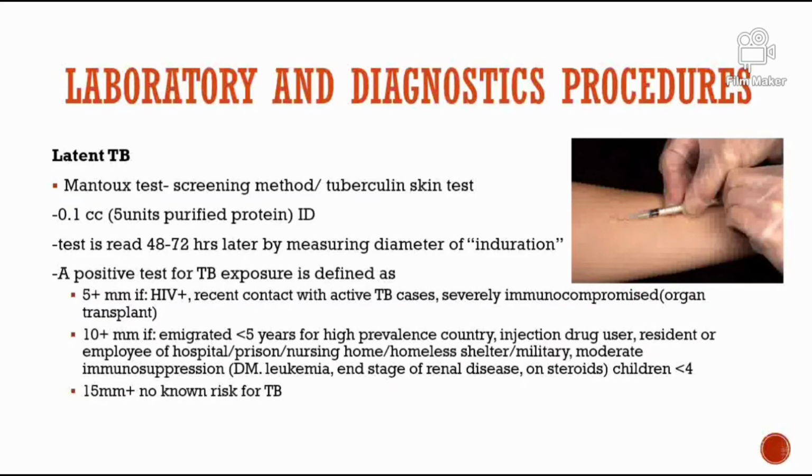Then 10 millimeters is positive if immigrated less than 5 years ago from a high prevalence country, injection drug user, resident or employee of a hospital, prison, nursing home, homeless shelter, or military, moderate immunosuppression such as diabetes mellitus, leukemia, end-stage renal disease, and steroids, and also children below 4 years old. And 15 millimeters is positive for those with no known risk for TB.